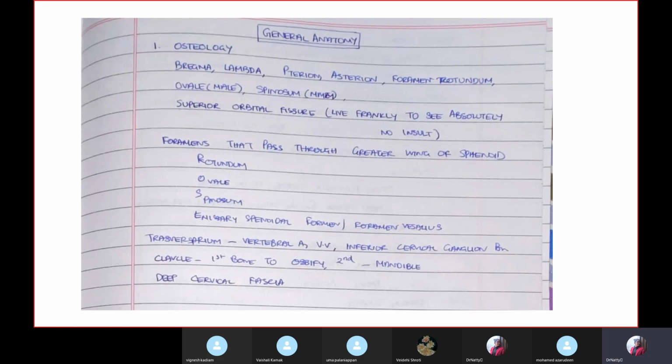M stands for middle meningeal artery? No, in the foramen ovale, everybody remembers the mnemonic, but they forget what M stands for. M stands for mandibular nerve. It does not stand for middle meningeal artery.